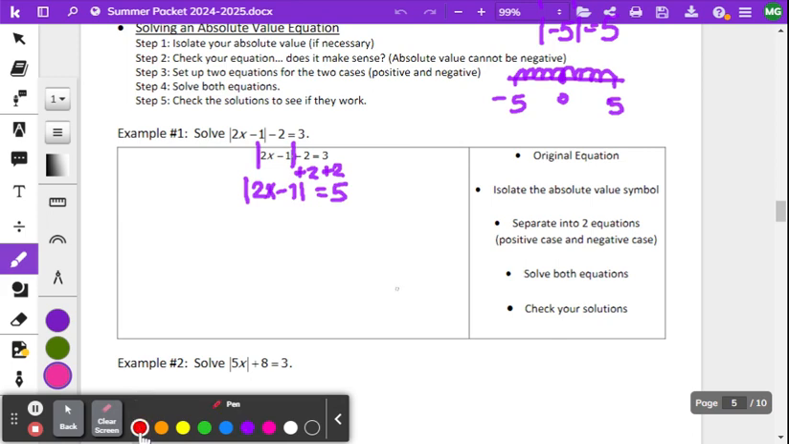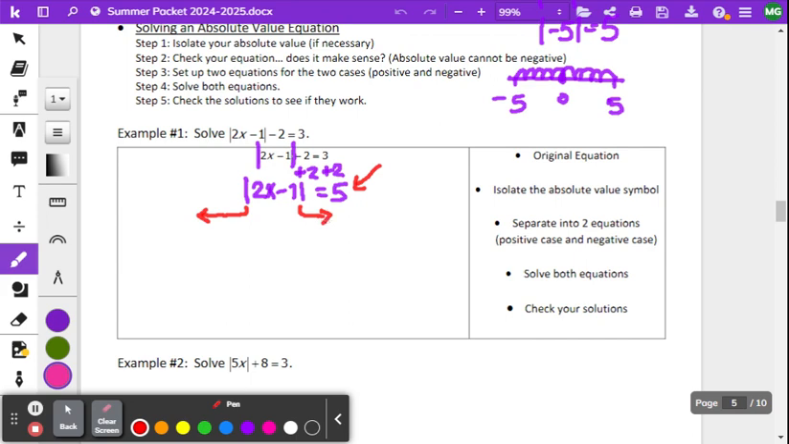It's at this point that we will see if our equation makes sense. So what you're looking for is, is this number a negative number? If it's a negative number, we would have no solution. As long as it's 0 or bigger, we proceed. So now what we do is we break this equation into the two possibilities.